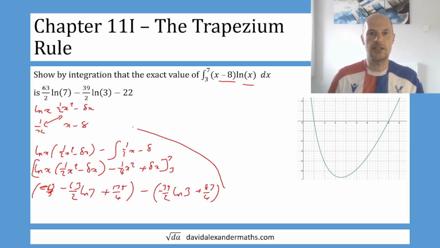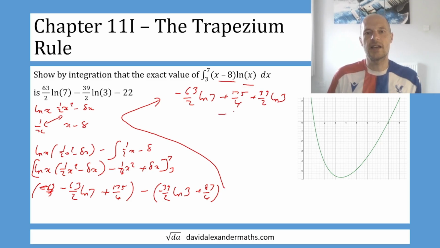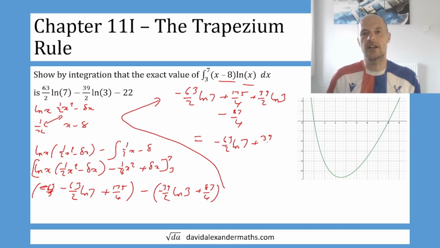Okay, let me just take these workings up here now. So that is going to be negative 63 over 2 ln 7 plus 175 over 4 plus 39 over 2 ln 3 take away 87 over 4. Okay, so if I subtract 87 over 4 from 175 over 4, I'm getting plus 22. So that's going to be negative 63 over 2 ln 7 plus 39 over 2 ln 3 plus 22.